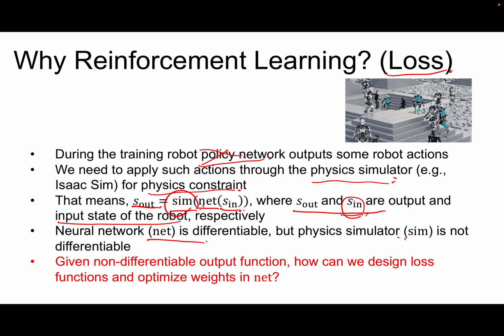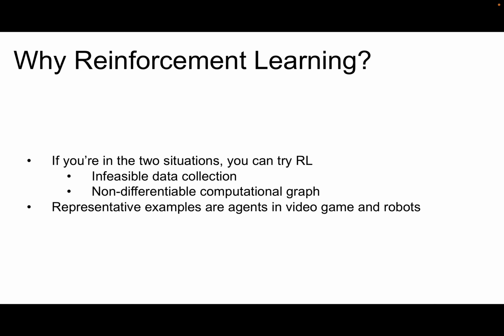The first one is data, collecting all possible combinations of data. It seems almost impossible. The second one is the loss function. We need to apply actions in a physics simulator or real-world environment. Those two are not differentiable. But we need them for physics constraints. Then how can we optimize weights in a neural network? How can we make the loss function differentiable? That is the motivation of reinforcement learning.